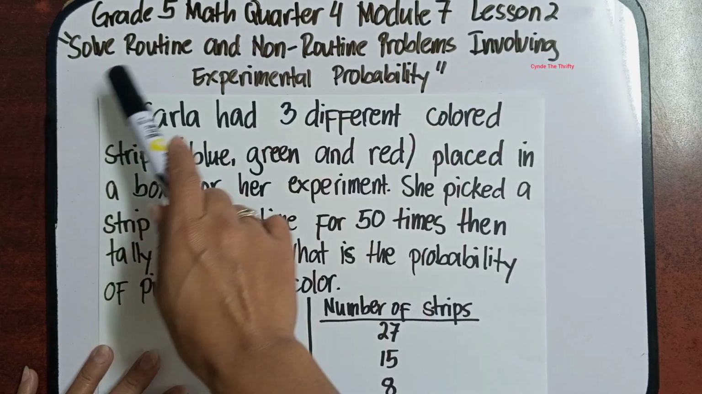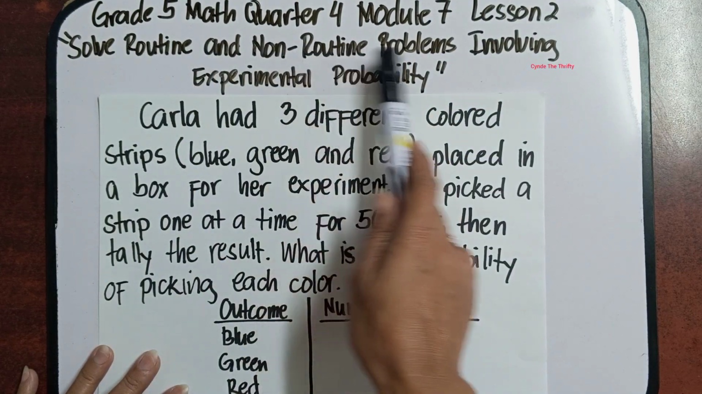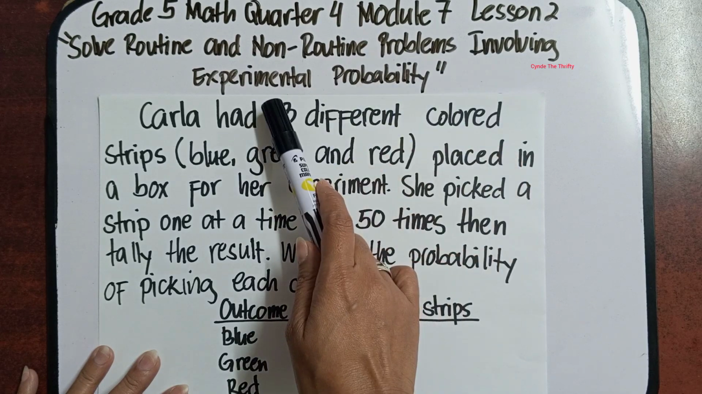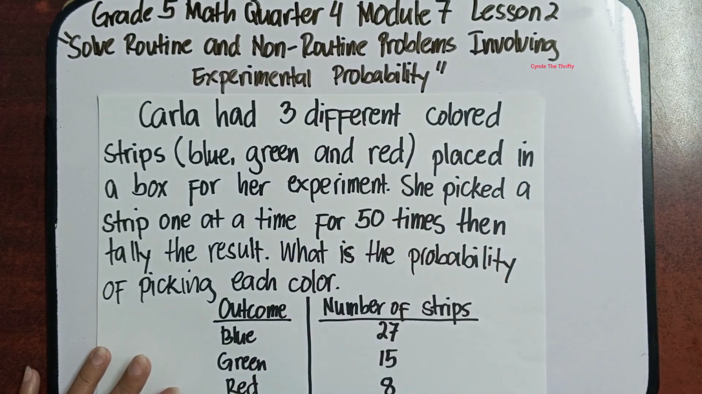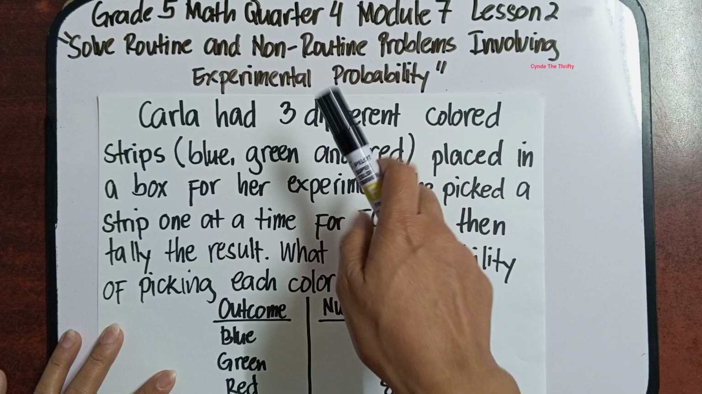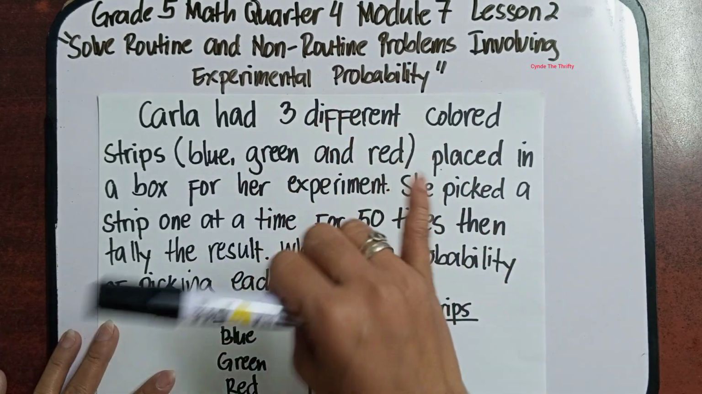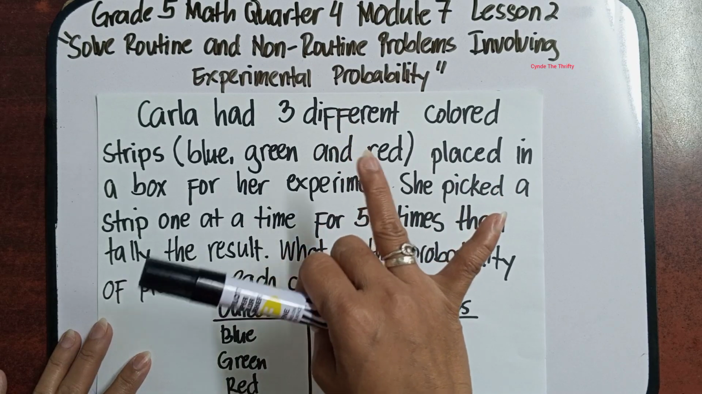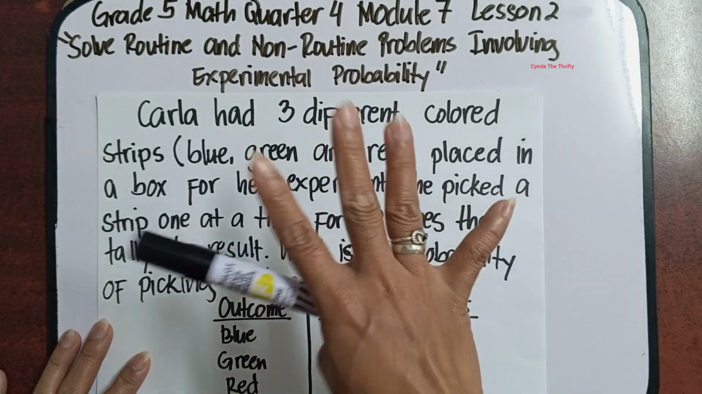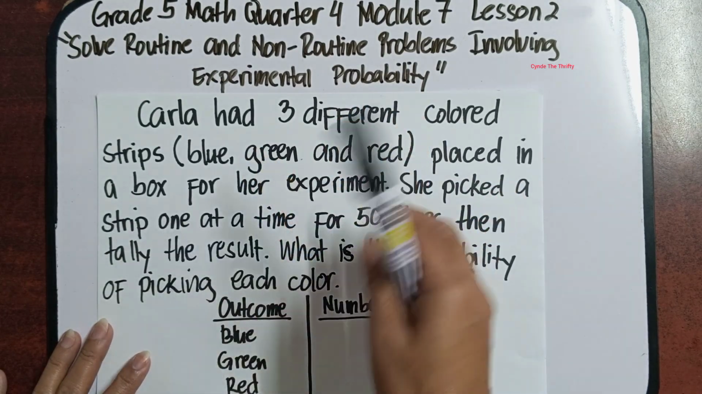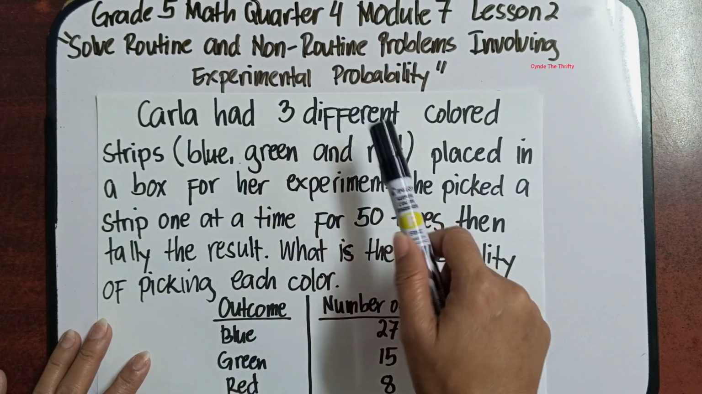Ang Lesson 2 natin is solve routine and non-routine problems involving experimental probability. Sa pag-solve ng routine and non-routine problems, alam na natin na meron tayong 4 steps na pina-follow. First is understand, second is plan, third is solve, and fourth is check and look back. So ngayon is gagamitin na naman natin siya sa ating lesson.